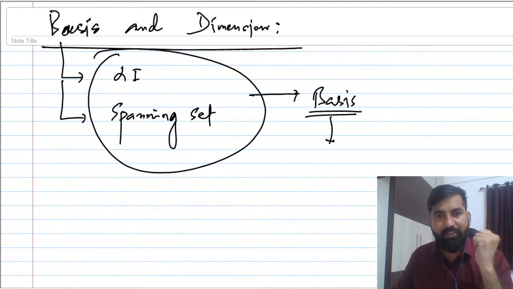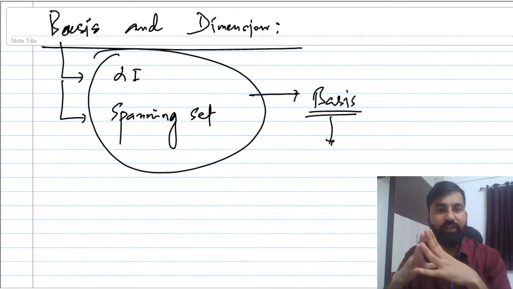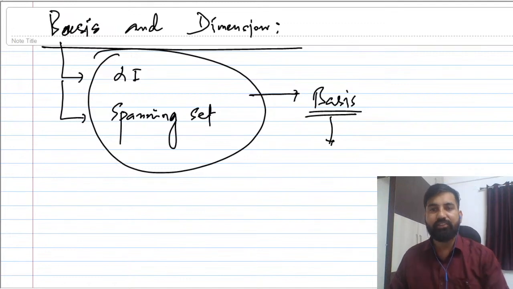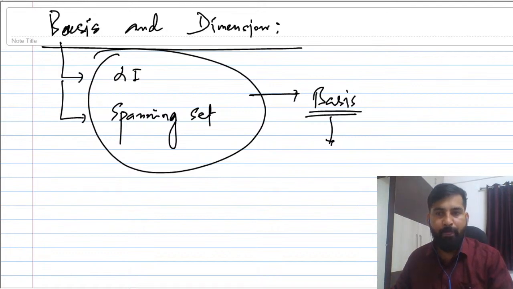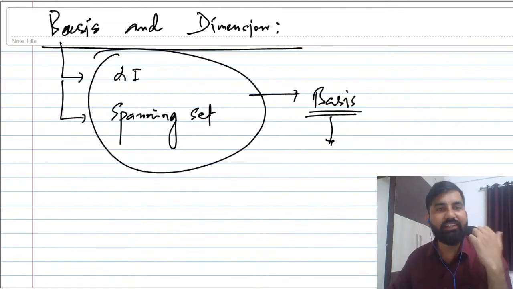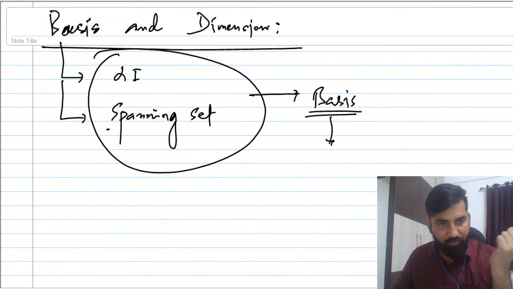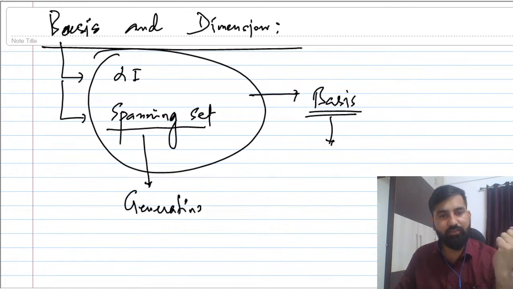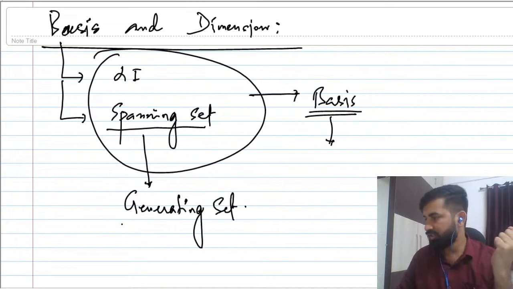Basis is nothing but a set of vectors. Understood? Basis is going to be the set of vectors which are linearly independent, and you have to understand this also: what is the meaning of spanning sets? In other words, we call it a generating set.